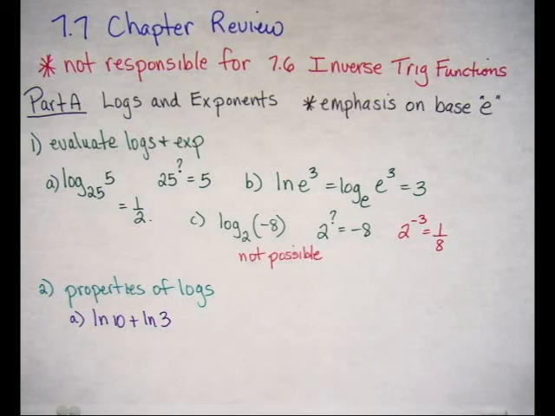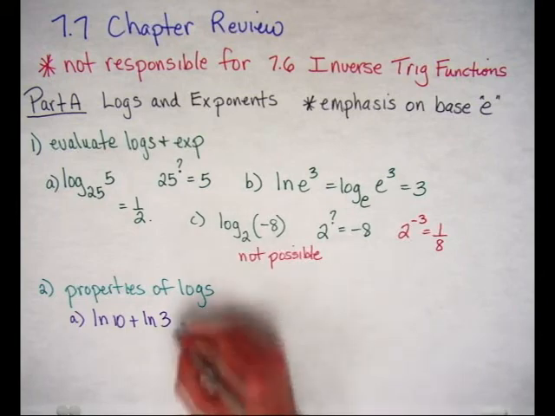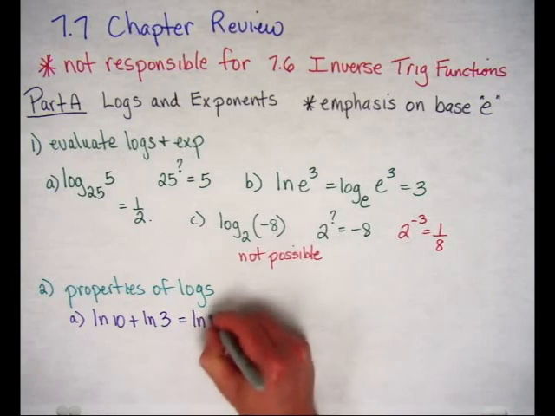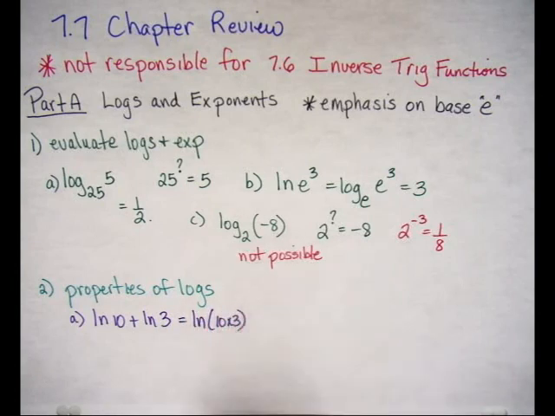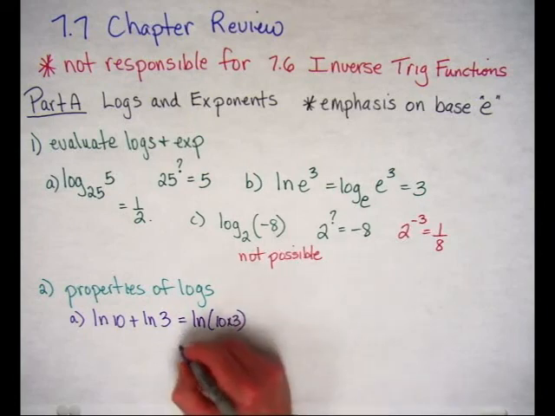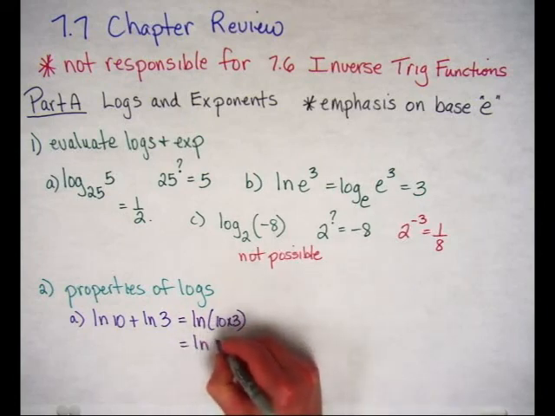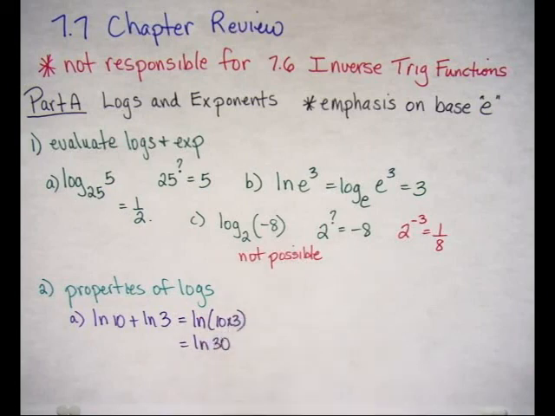So what I'm getting at here is, do you understand that when you add logs, it's the same as if you take the log of their product? So the natural log of 10 plus the natural log of 3 is really the equivalent expression as the natural log of 30, using our addition rule of logarithms.